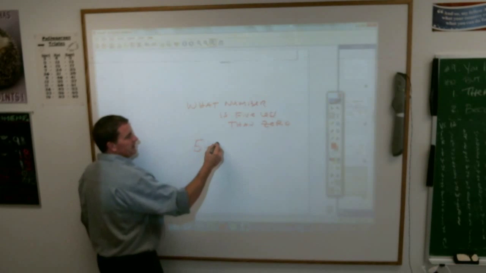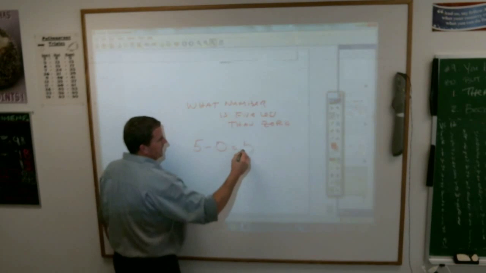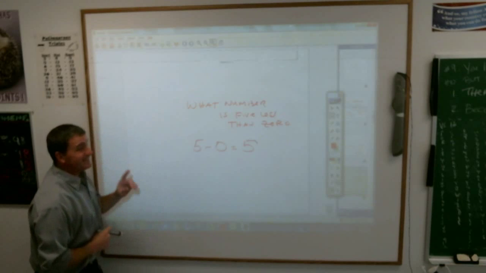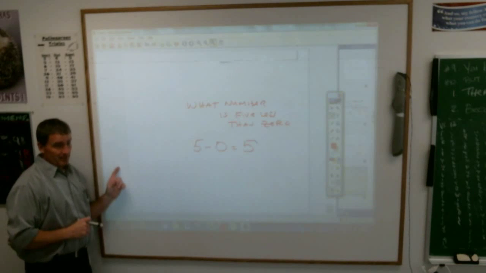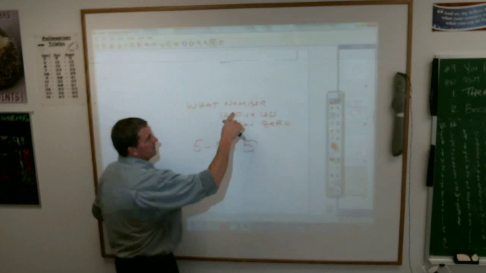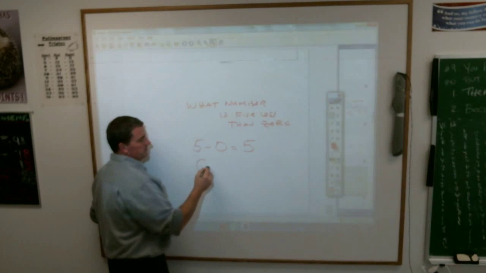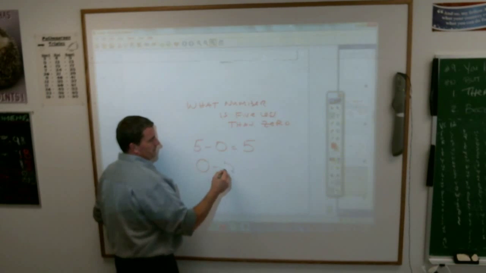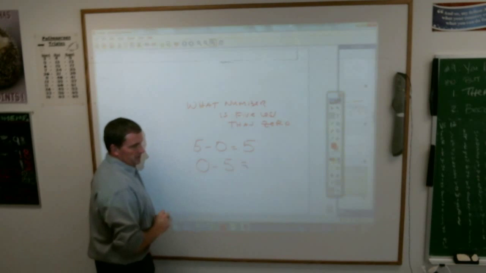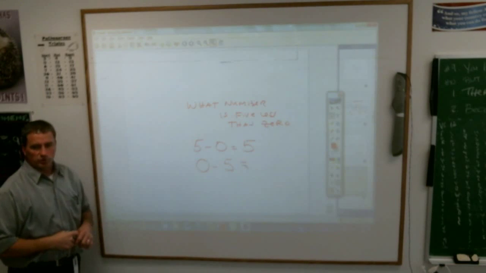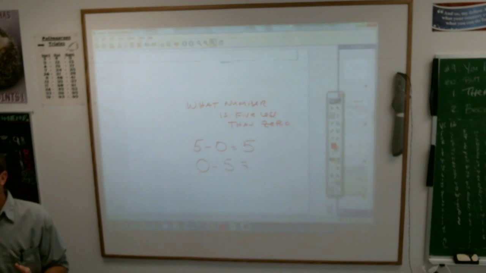5 minus 0, yes, in fact, is 5. But that's not what that says. This says, what number is 5 less than 0? That says 0 minus 5. Which, before in your mathematical world, you said we can't do that. Well, with negative integers, you can do that.